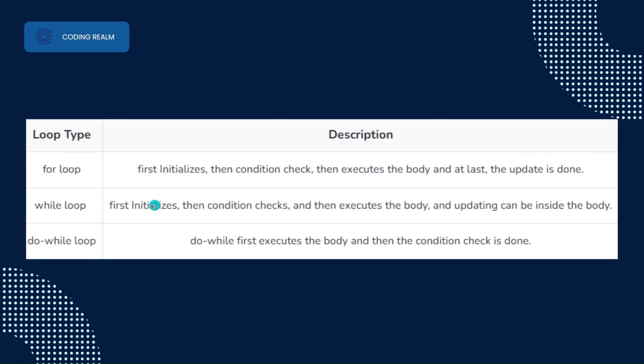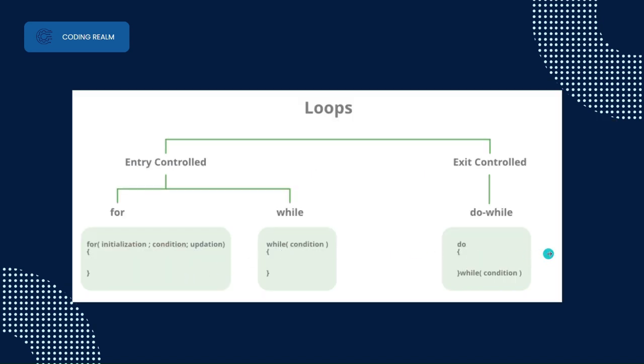The while loop: first we have the initialization, then the condition is checked, and then it executes the body, and updating can be inside the body. Do while loop: it first executes the body and then the condition is checked. We have the body and the condition at the end of the loop. This is the difference between the entry-controlled loop and the exit-controlled loop.